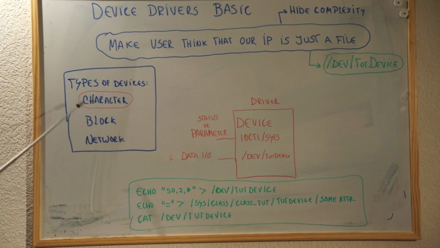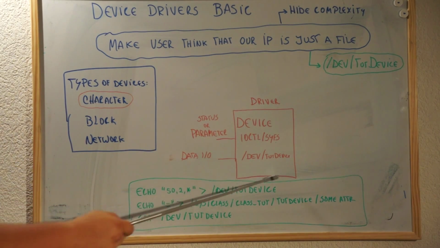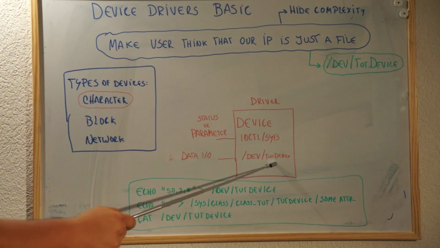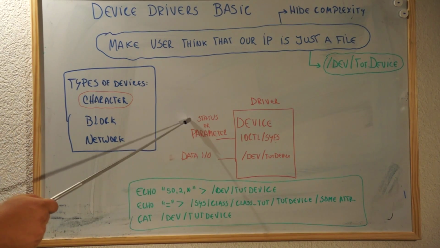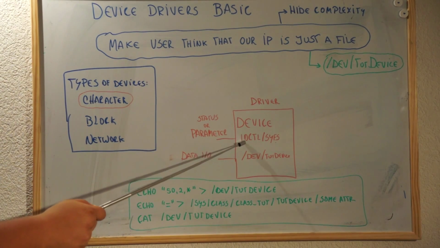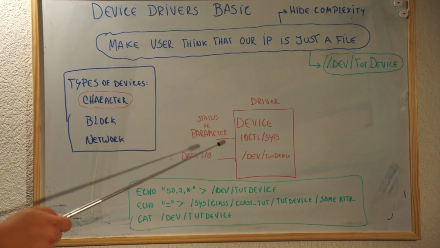In this tutorial, we are going to pay more attention to the character type of devices, for instance serial ports, things that you send serially or actually in parallel as well, but not in blocks or networks. So imagine a device and a driver that controls it. The data input and output will be done through a file, but status or parameters will be handled by what we call attributes, which can be done with IO control or sysfs, and we're going to learn how to program this in the lab.